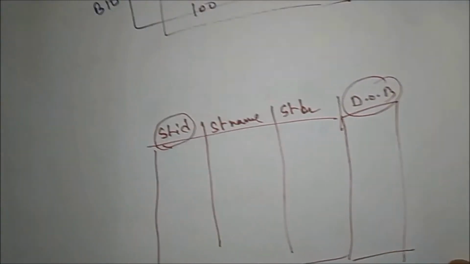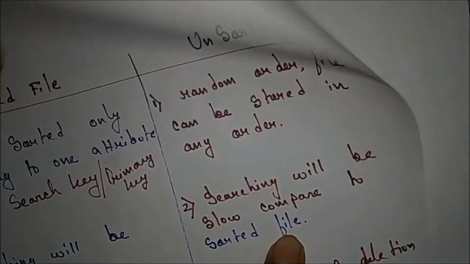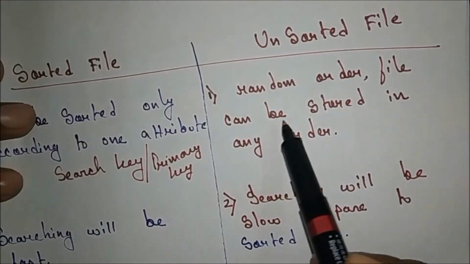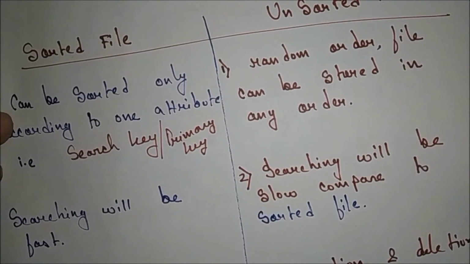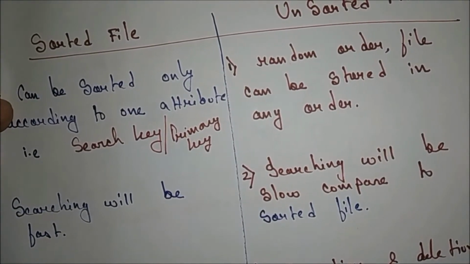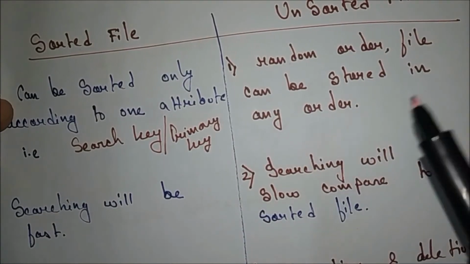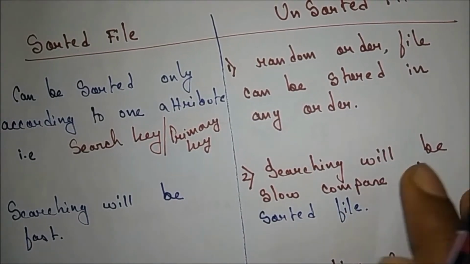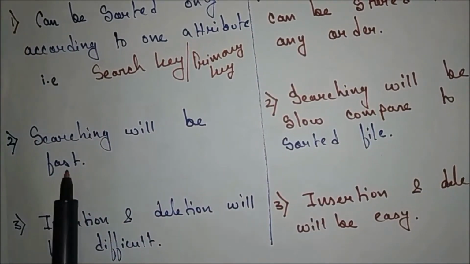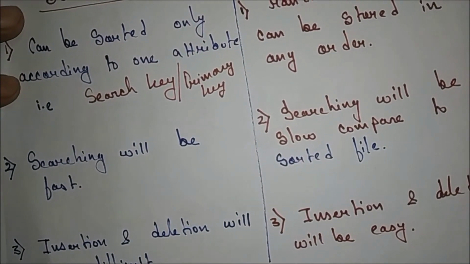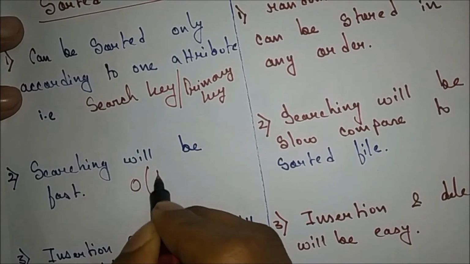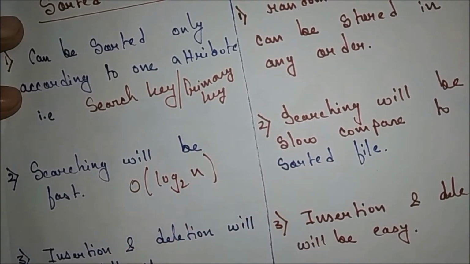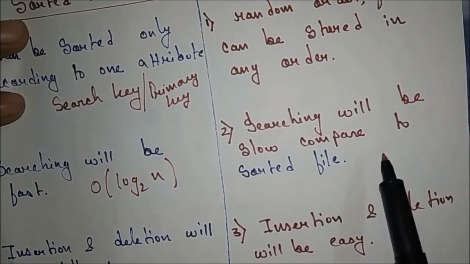And in unsorted, what will happen? In an unsorted file, the records are in random order and can be stored in any order. The main important thing is that there is no primary key, no search key there. So it is an unsorted file. In a sorted file, searching will be very fast because it's sorted, so the time complexity will be order of log base 2 n, meaning binary search. Searching in an unsorted file will be slow compared to a sorted file.